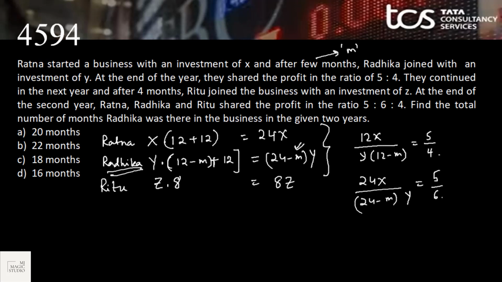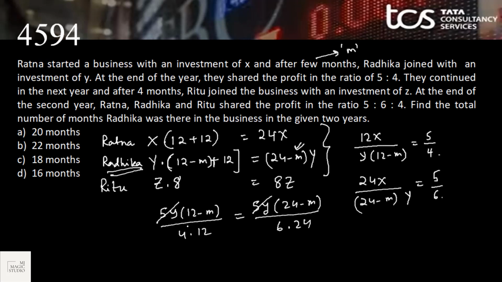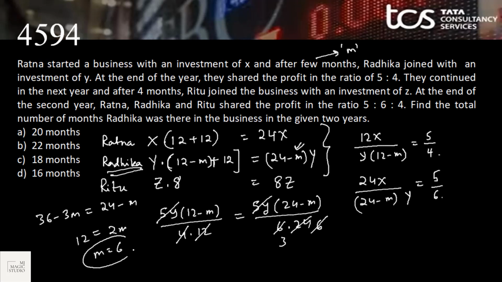Here it is 12x, or x is equal to 5y into 12 minus M divided by 4 into 12. This should be equal to the value of x here, that is 5y into 24 minus M upon 6 into 24. 5y gone, 4, 24, 6, this is 2, this will give us 3. So 36 minus 3m equals 24 minus m. If m comes here, this becomes 2m. 36 minus 24 is 12. Value of m is 6.